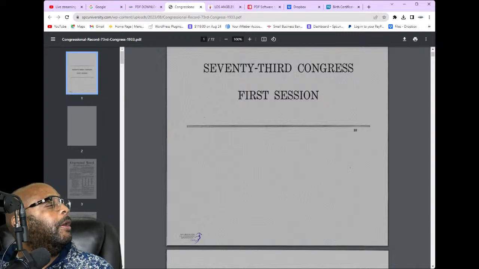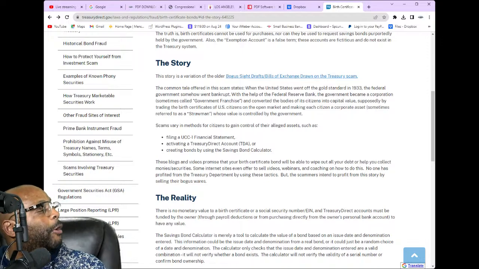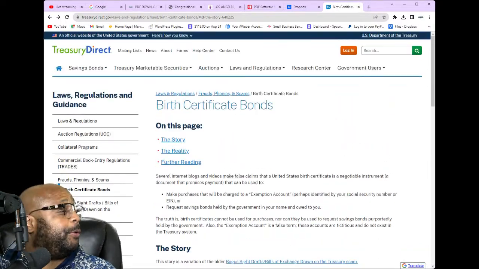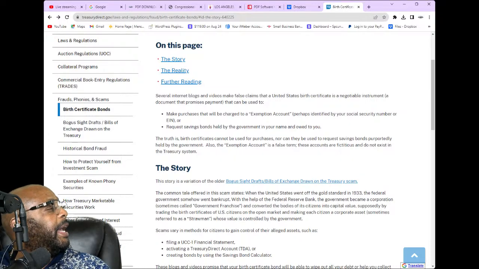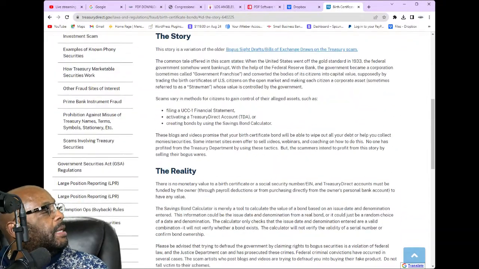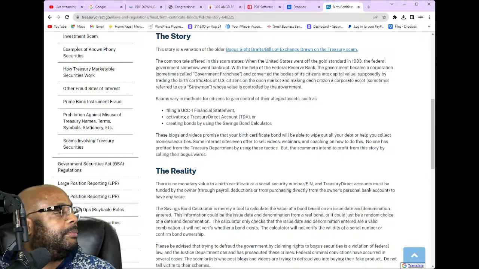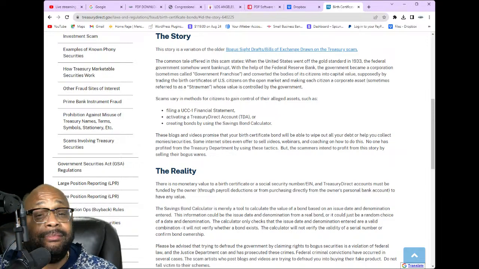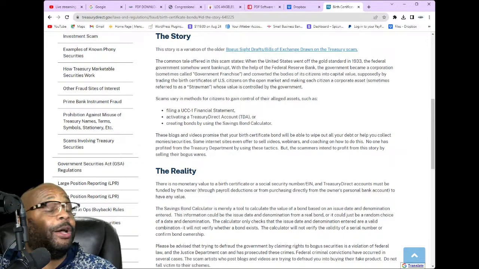But right here on this Treasury website, they're gonna say, and I've read this all before, so that's why I was ready for it, that somehow the story went bankrupt. With the help of the Federal Reserve Bank, the government became a corporation. I don't know about that. Ain't nobody saying with the help of the Federal Reserve Bank. That's not what we're saying at all.